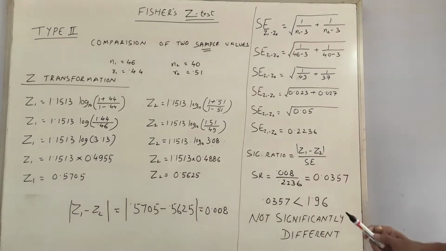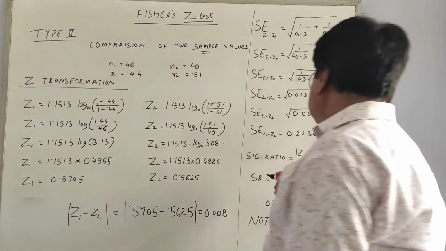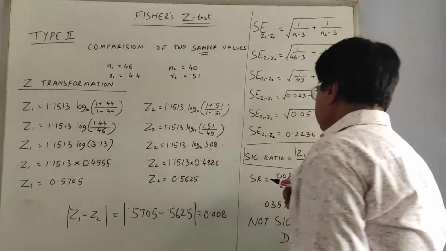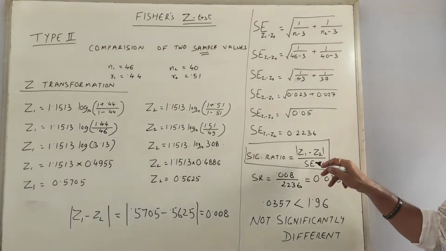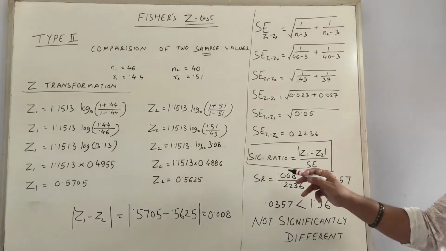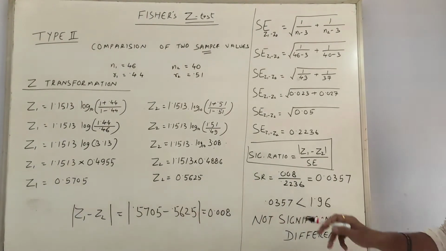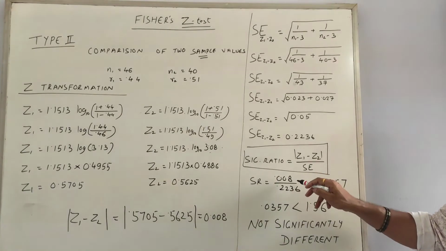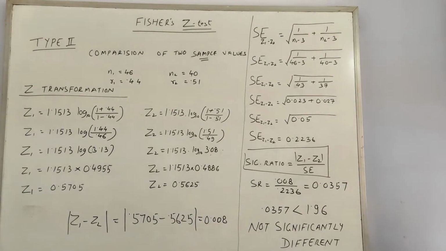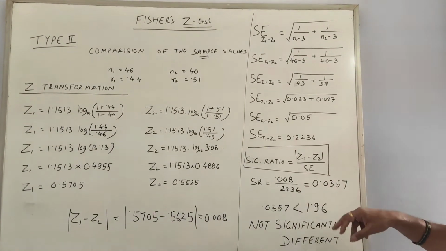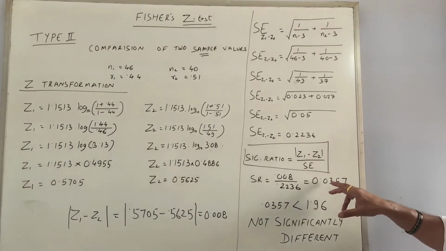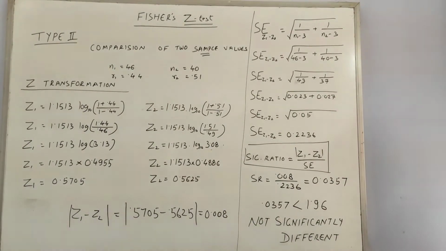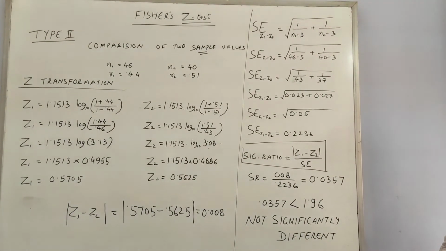So the significant ratio, the formula you are already aware of, but once again I am highlighting it, is the absolute value of Z1 minus Z2 divided by the standard error. So the significant ratio will be 0.008 divided by 0.2236. The 0.008 information is coming from this side and 0.2236 is coming here. After calculation it is 0.0357.